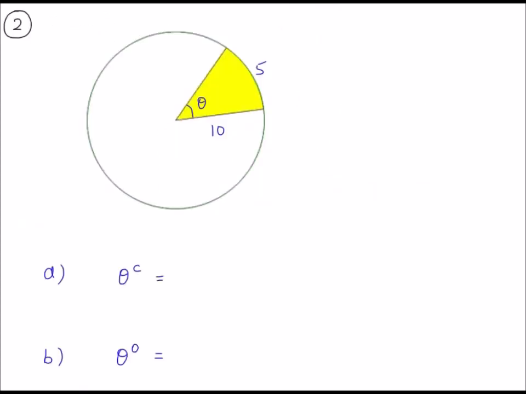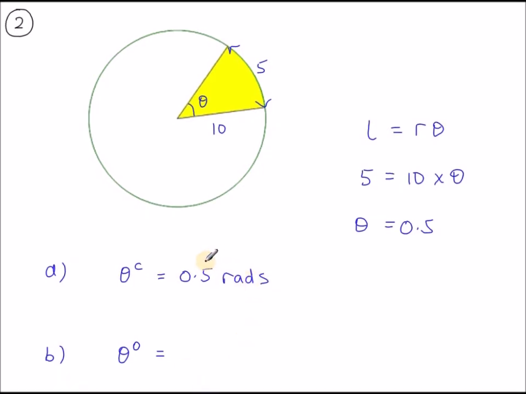So in this example we're working out the angle in radians, and this symbol here, little c, is a shorthand notation for radians, and the angle in degrees. So first of all, let's write down the formula. L is equal to r theta, and the arc length is given, so from here to here it's 5, equal to the radius 10 times theta. So theta is equal to 5 divided by 10, so it's 0.5 radians.